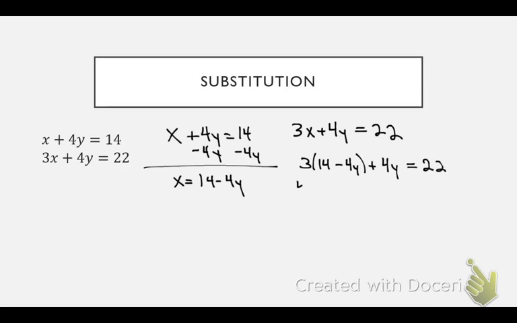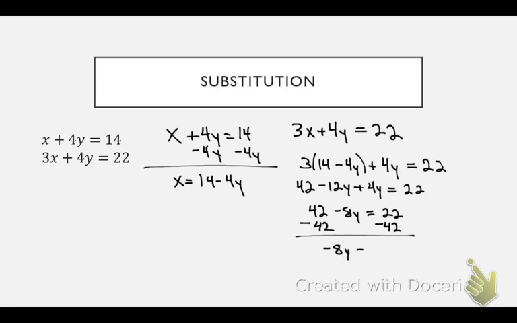3 times 14 is 42. 3 times negative 4y? Negative 12y. Plus 4y equals 22. All right, so what do I need to do now before I can keep solving, Elizabeth? Yes, very good. Okay. So now what can I do to both sides? Subtract 42. Subtract 42.